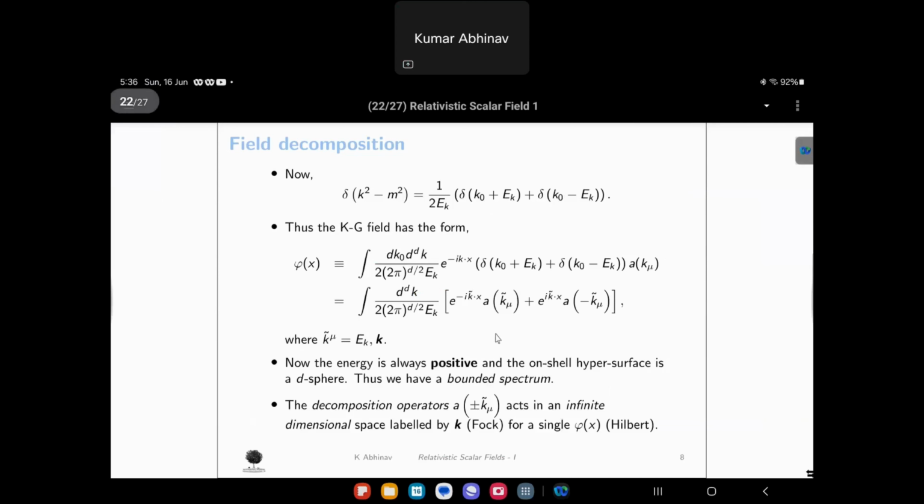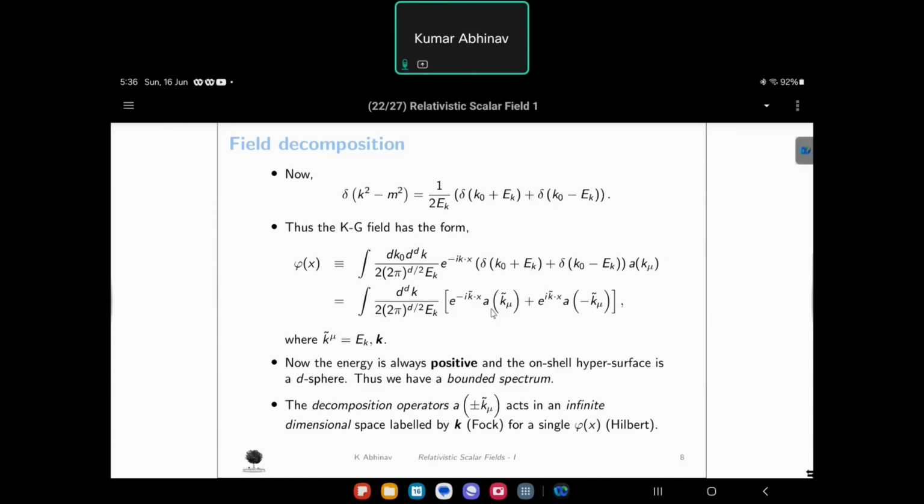So finally, we have a situation where the energy of the system, which is E_k, is always positive. It has a definite value because energy depends on k squared. k is the three-momentum, and it is always on shell. That means we are limited to the d-dimensional hypersurface of a d-sphere. So the energy cannot be negative, and thus we have a bounded spectrum. Minimum energy can be zero in principle. Okay.